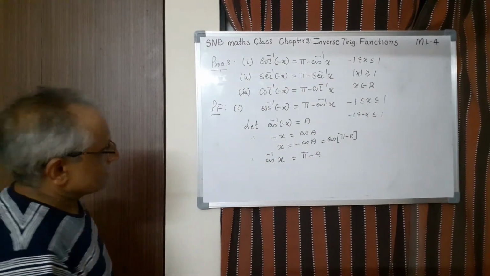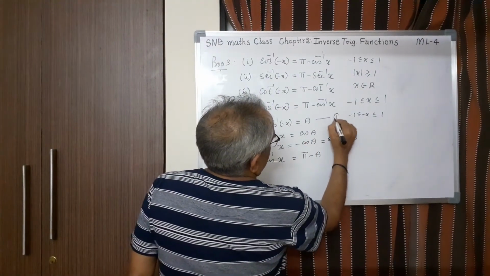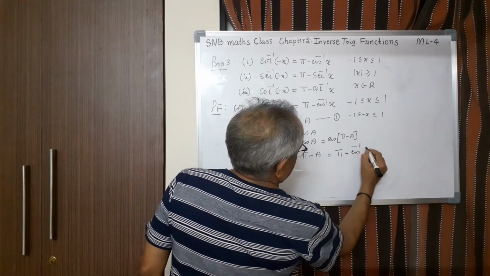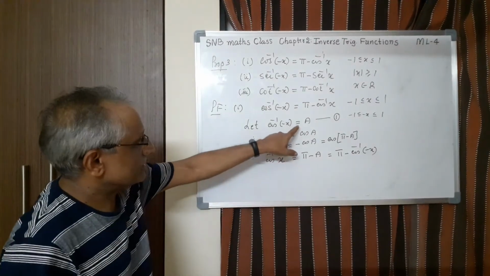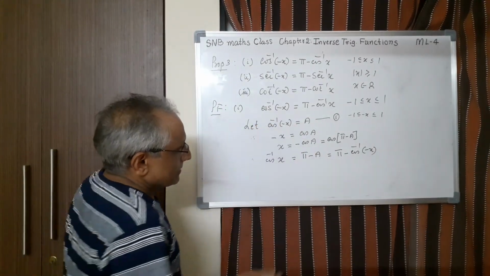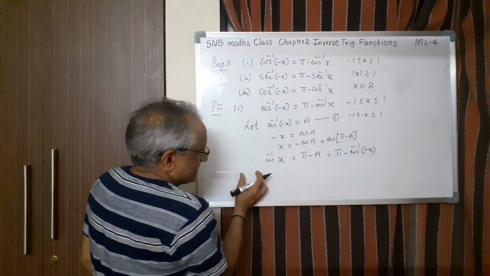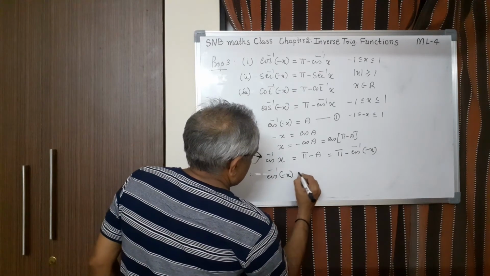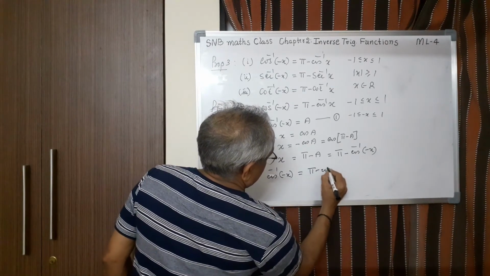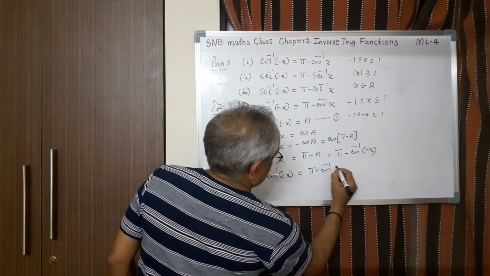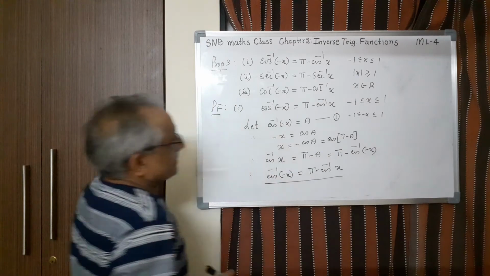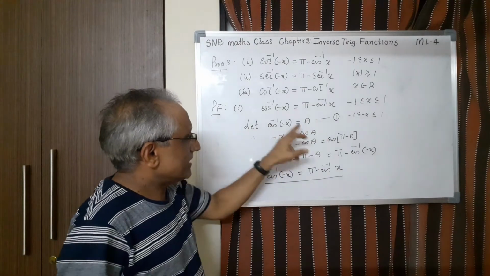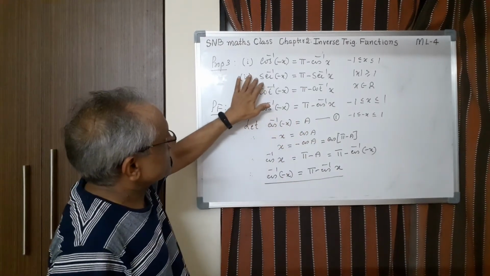Pi minus a. So now substitute. Let us say this is 1. If you substitute here, it is pi minus cos inverse minus x, because our assumption is cos inverse minus x is a. So what you have to do now? Take the left hand side and the right hand side. Therefore, cos inverse minus x equal to pi minus cos inverse x. So this is the proof. Exactly the same way you can prove the second one, taking secant inverse minus x equal to a and proceeding further, you get the proof for the second as well as the third.